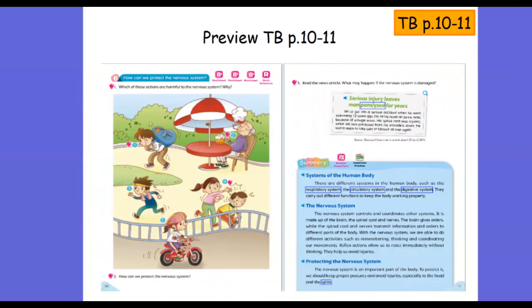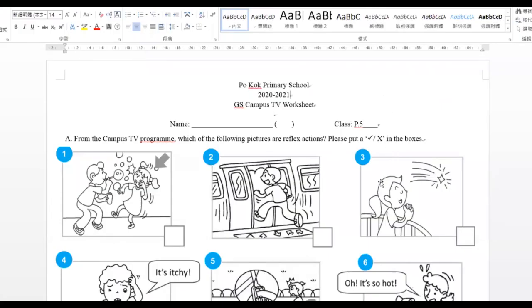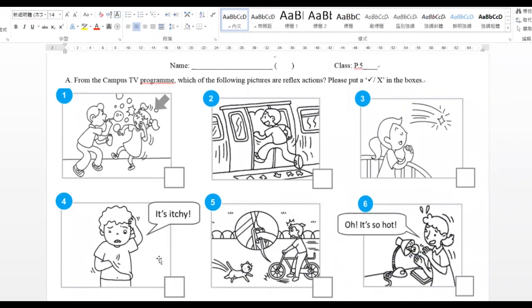All right, so last but not least, you can do a review on your textbook pages 10 and 11. And also, I would like you to take a look at one of the Campus TV worksheets that you have to work on in order to show your understanding. So later on, your teacher will pass you the Campus TV worksheets. Please classify whether the following pictures are reflex actions or not. You can put a tick or a cross in the following pictures. Please also discuss it with your classmates or even with your teacher in the GS lesson.